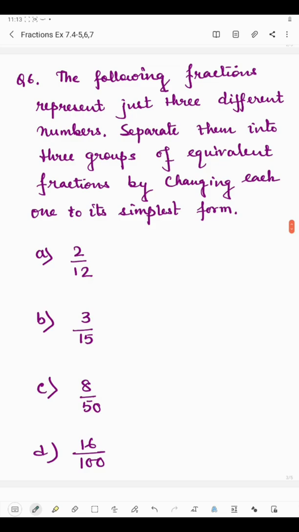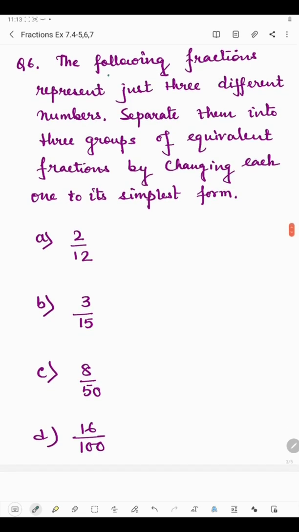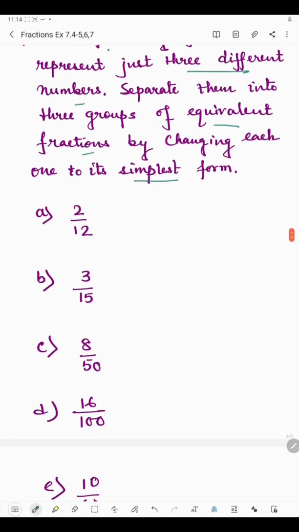Now question number 6 says the following fractions represent just 3 different numbers. Okay, separate them into 3 groups of equivalent fractions by changing each one to its simplest form. So here we have some fractions given. We will have to change these into simplest form, and we will find that after changing into simplest form, we will have 3 different numbers. Okay, then we will have to separate them into 3 groups of equivalent fractions. So let us first convert it into simplest form.